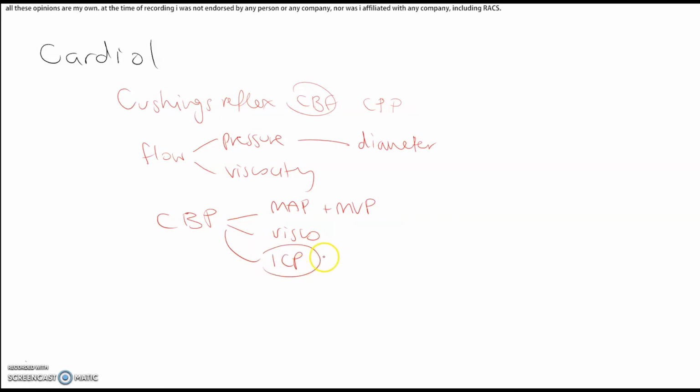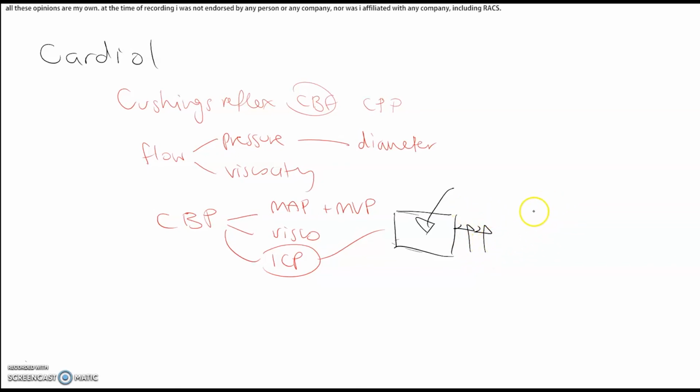So just a quick note on our ICPs. The cranial vault is an area which has a very fixed volume, and it can only hold a certain amount of substance. So if we try to fit more stuff in there than usual, whether it be fluid or mass, then the pressure within this area, the intracranial pressure, will begin to rise. There's a certain amount of compensation that goes on, but at some point that pressure will begin to rise.